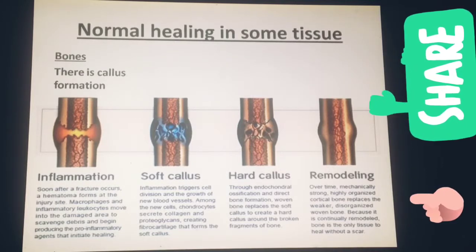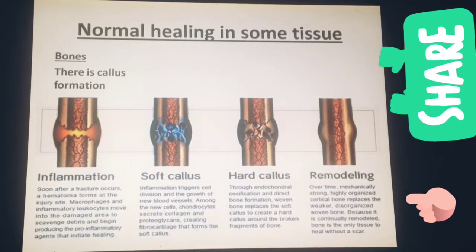Lastly is the remodeling phase. Over time, the mechanically strong, highly organized cortical bone replaces the weaker, disorganized woven bone because it is continuously remodeled. And this is the only tissue that heals without a scar.